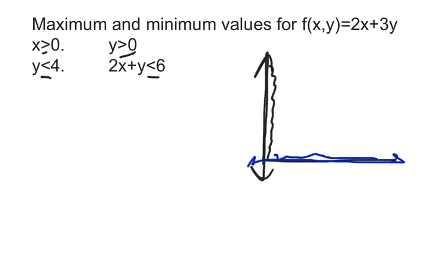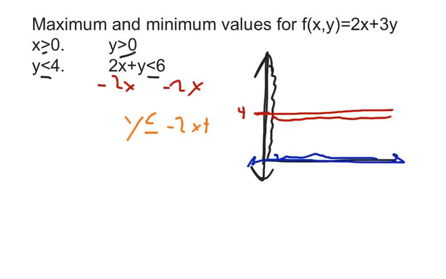Y is less than or equal to 4. So here's 4, let's say. And I have a line that's underneath that. And for the last one, I'm going to subtract 2x. So I got y is less than or equal to negative 2x plus 6. So at 6, go down 2 over 1, and I have this graph. So I'm going to be underneath it because it's less than. And so basically I'm going to be in the section that is surrounded by the blue and the red and the orange and the green, so there it is.